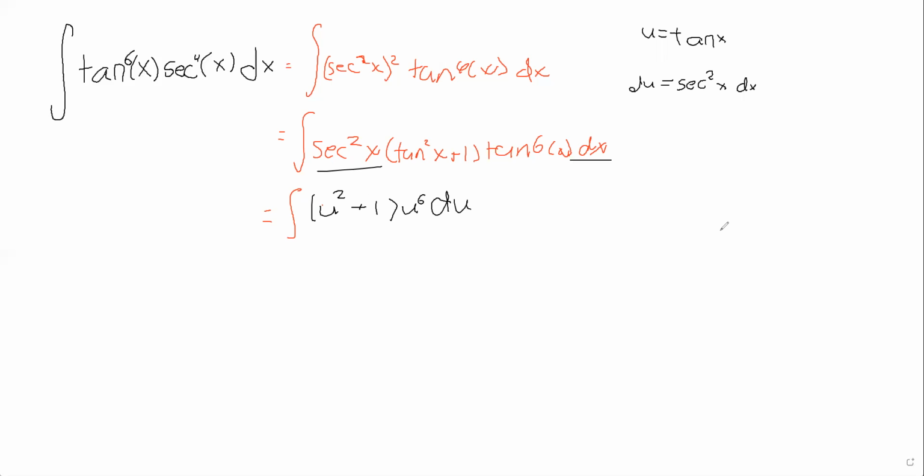Wow. I was originally thinking foiling with secant squared x and tan to the 6x and then separating it into two different integrals. Would that have worked, or would it have just taken a lot longer, or would it have not worked? I recommend you try it. Now that you know this method exists, I want you to try the other. Okay.